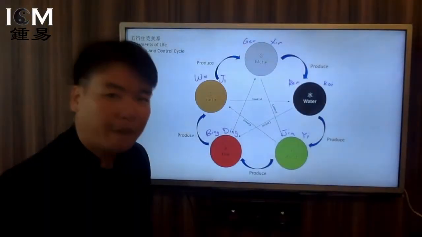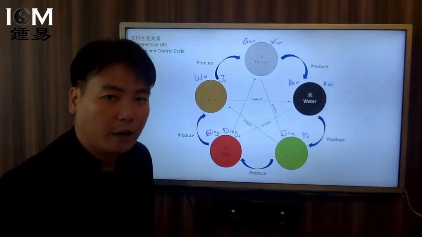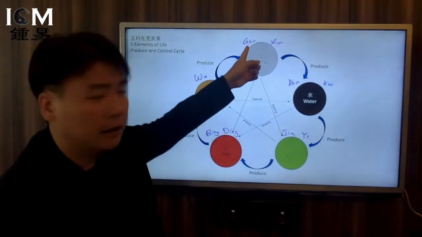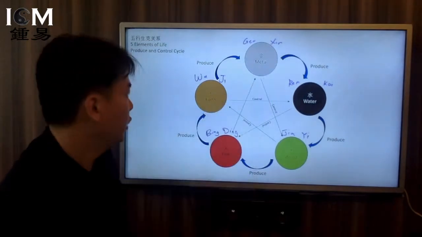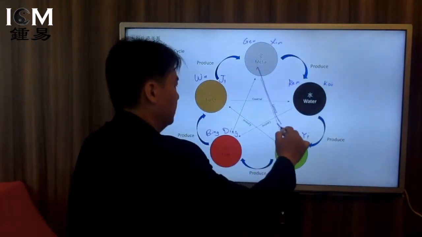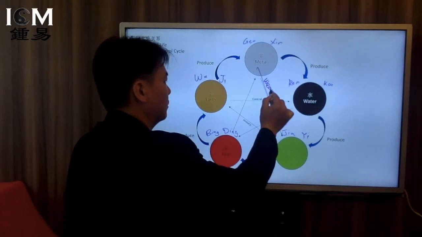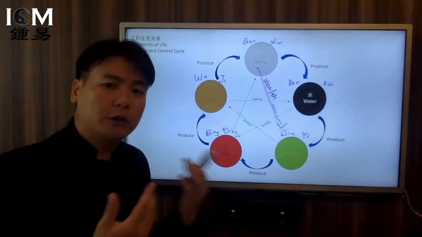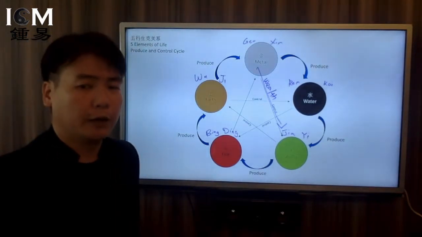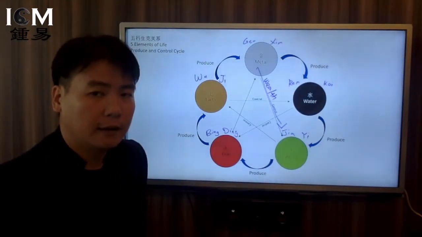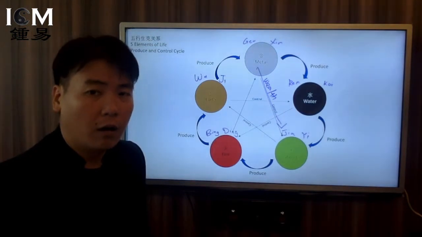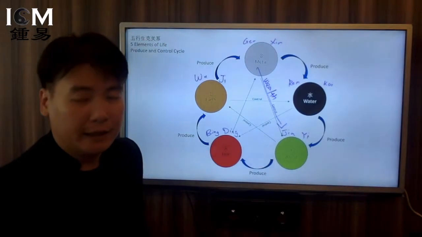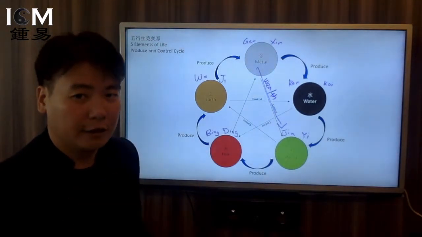So let's find out what the wealth is now. If you are a metal element, it doesn't matter if you are a Geng or a Xin metal, the wealth will be wood. For those of you who are familiar with Bazi, you should know that in Bazi there is a direct wealth and an indirect wealth. So now, what is your direct wealth and what is your indirect wealth?